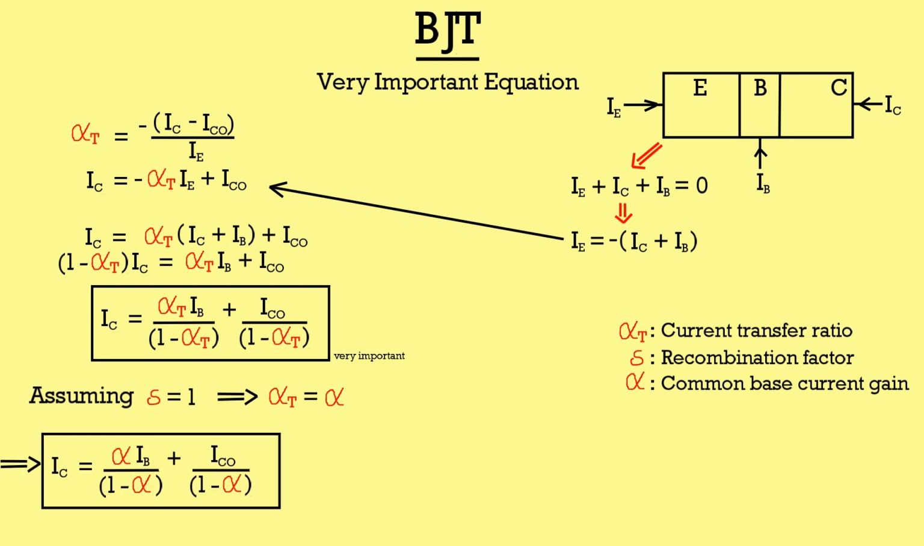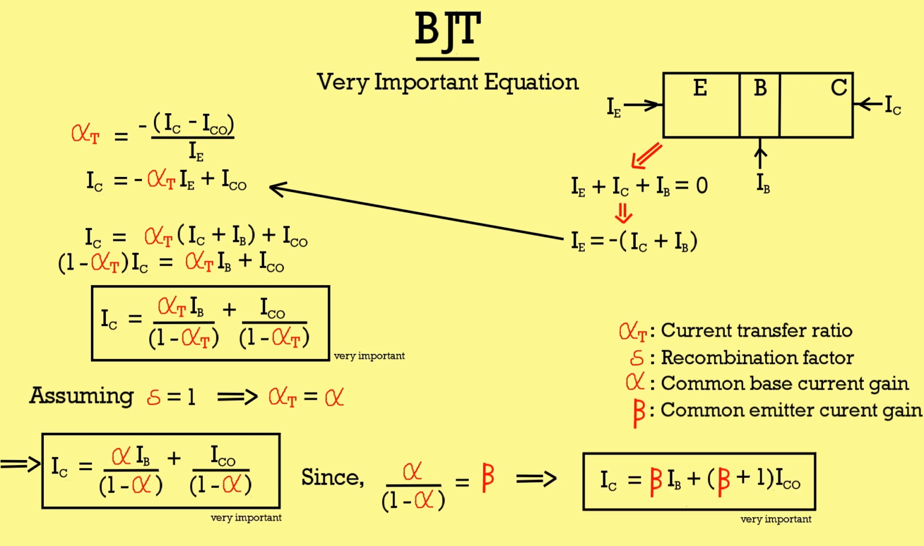Also, we know that common base current gain divided by 1 minus common base current gain is equal to common emitter current gain. By simple manipulation of this equation, we will get this equation, which is another important form of the above equation. These equations are very important. Many questions are framed from these equations.